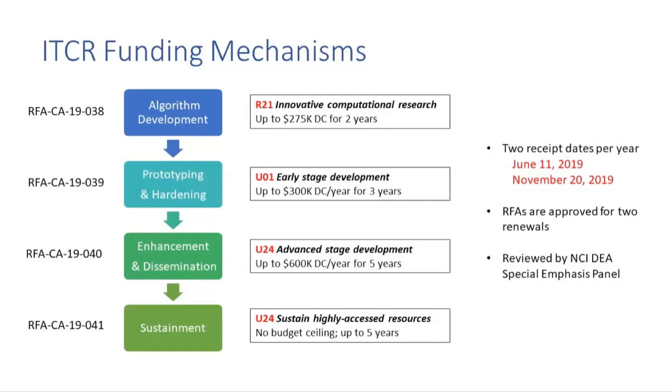The funding opportunities have 2 receipt dates per year. The next receipt date will be June 11th of this year, and we'll have a second receipt date on November 20th of this year. These RFAs were approved for 2 reissuances, so they will be reissued in 2020 and 2021, each with 2 more receipt dates. All of the applications received through ITCR across all of the funding mechanisms are reviewed together by an NCI-convened special emphasis panel.